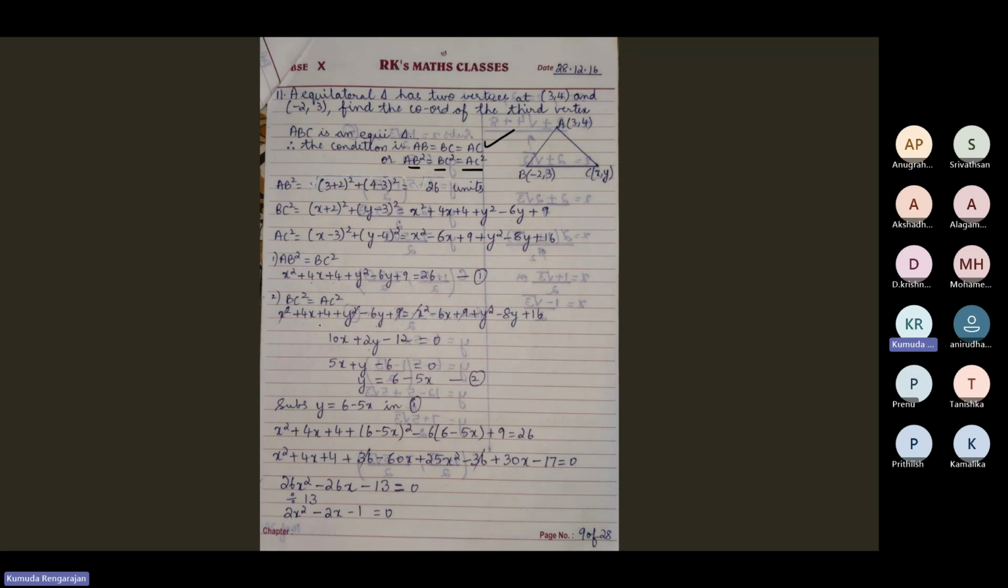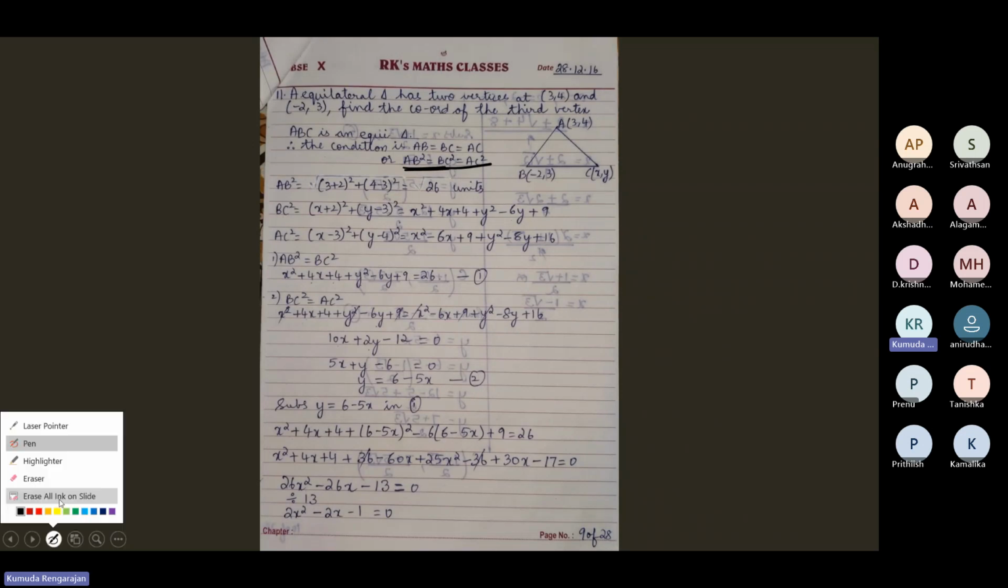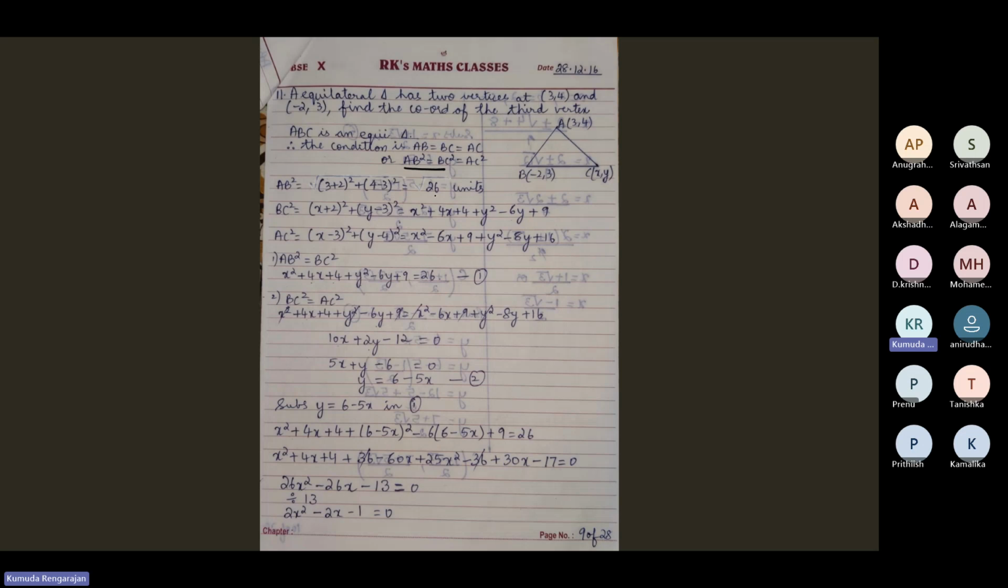But from this, you can do three cases. Only one condition, but you can do three cases. You can work AB square is equal to BC square, that's case one. BC square is equal to AC square. You just need one equation, right? So you have three equations here: AB square is equal to BC square, BC square is equal to AC square, AB square is equal to AC square.